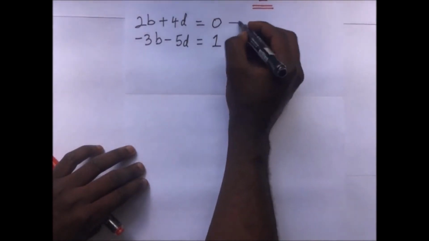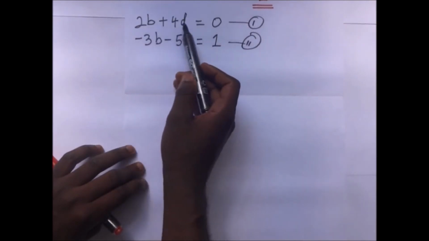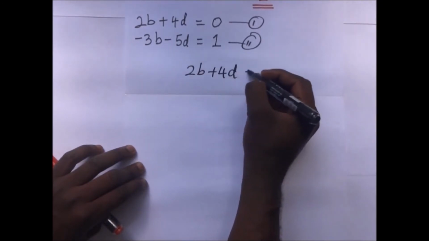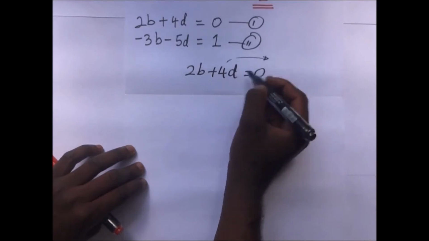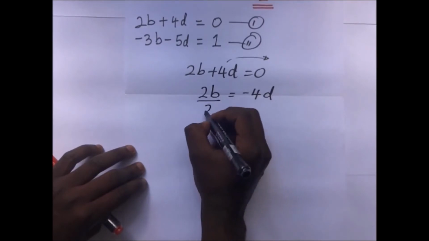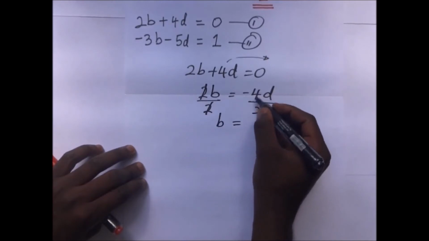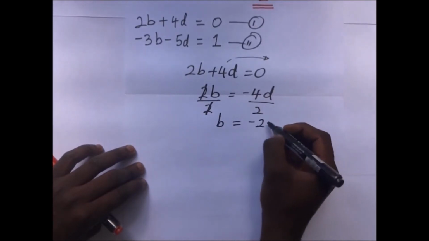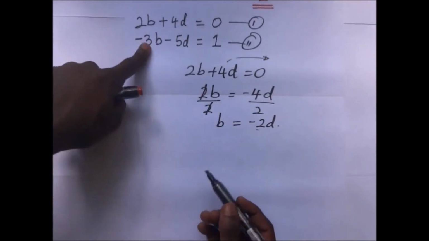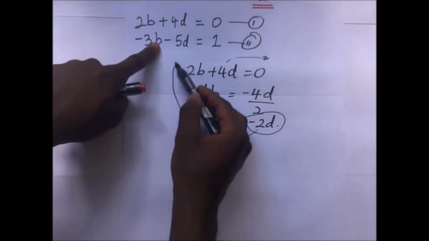This is equation 1, this is equation 2. We make one of these the subject of the formula. Equation 1 is 2b plus 4d is equal to 0. So when that goes to the other side, it becomes 2b is equal to negative 4d. When you divide both sides by 2, b becomes negative 4 divided by 2, which is negative 2d. So if b is negative 2d, in our second equation we substitute for b. Where there is b, we put this there.